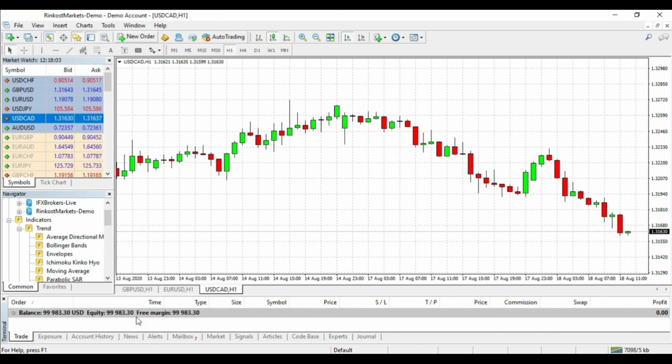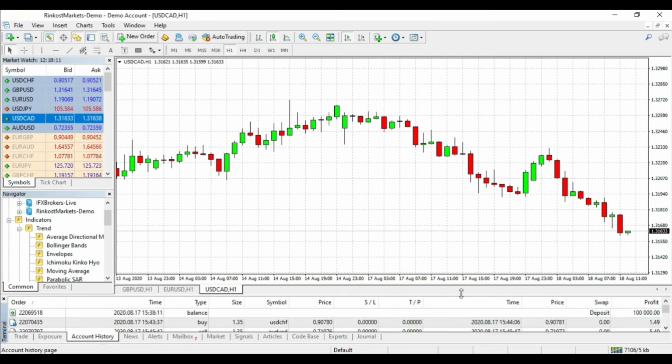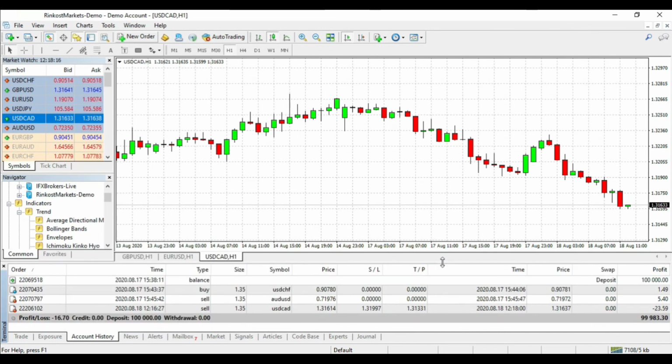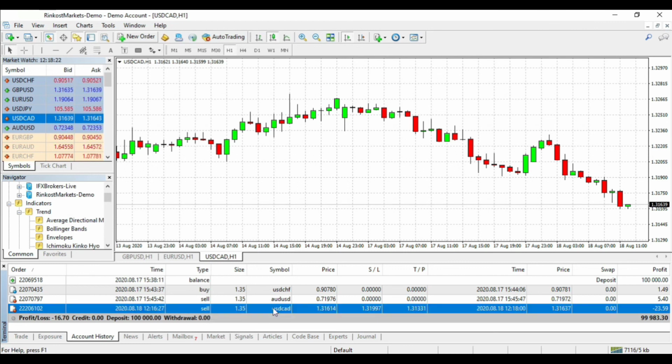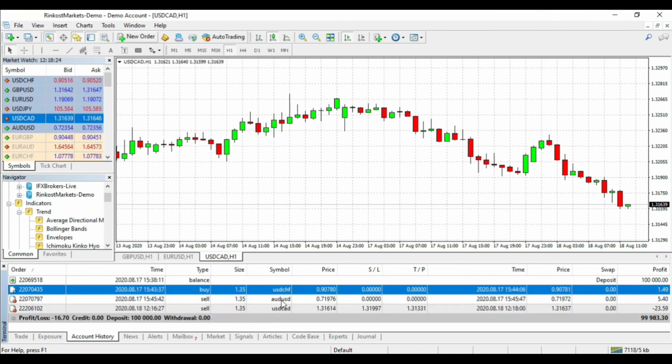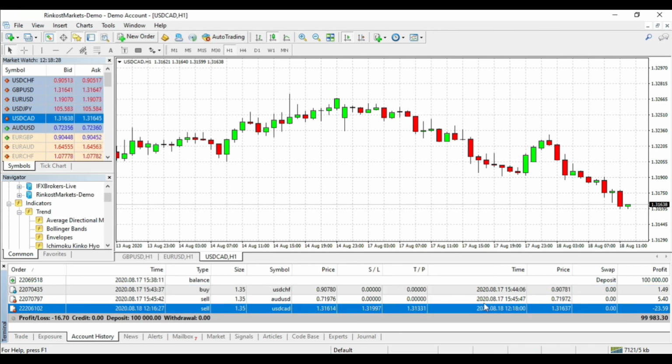And to view the different trades, your trading history that you take, you just go to your account history tab over here, and here you can see the different trades that you executed. So this is the USD CAD trade that we just took, and there's the different trades, each showing you the symbol, the price, and stop loss and take profit levels, as well as the time.